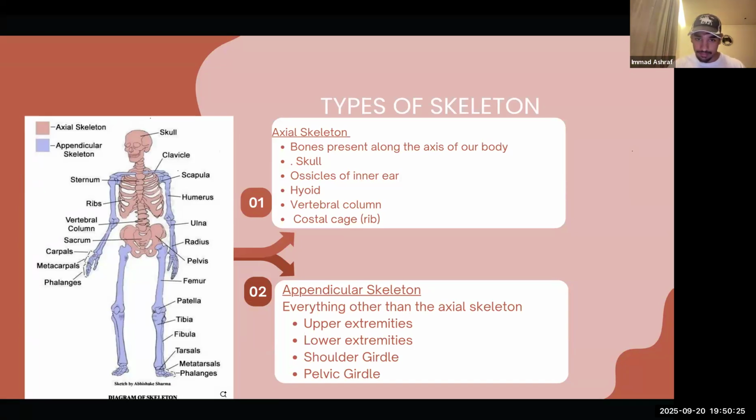Your axial skeleton. The bones in the axial skeleton are your skull, the ossicles of your inner ear. So you have bones in your ear, and these are part of your axial skeleton because they form your axis. And then you have the hyoid, which is the bone over here, you have your vertebral column, within which the spinal cord is, and then you have your rib cage or your costal cage.